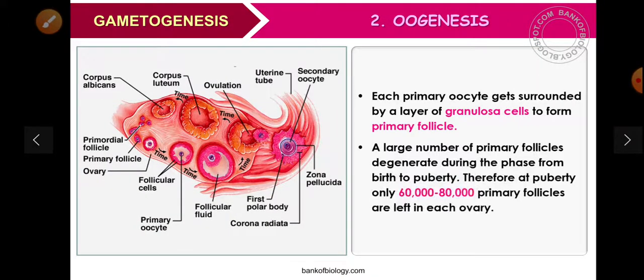Each primary oocyte gets surrounded by a layer of granulosa cells to form primary follicles. A large number of primary follicles degenerate during the phase from birth to puberty. Therefore, at puberty, only 60,000 to 80,000 primary follicles are left in each ovary.